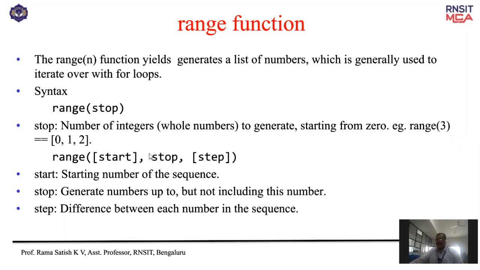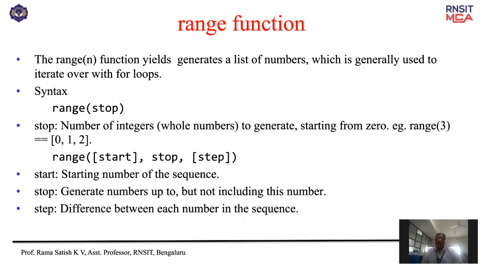If you do it automatically, what happens? You can get the numbers range is created. That means it will create a list of numbers, or I can say sequence of numbers. And you can also skip.